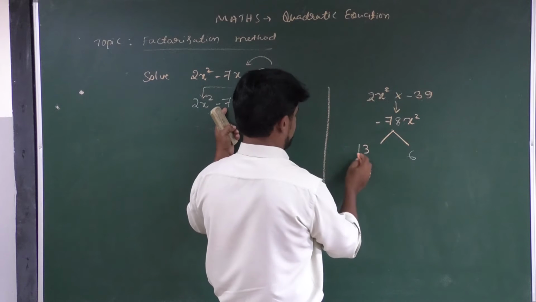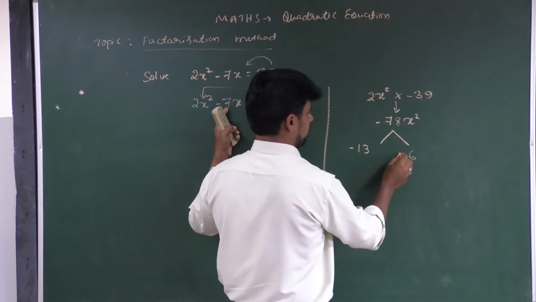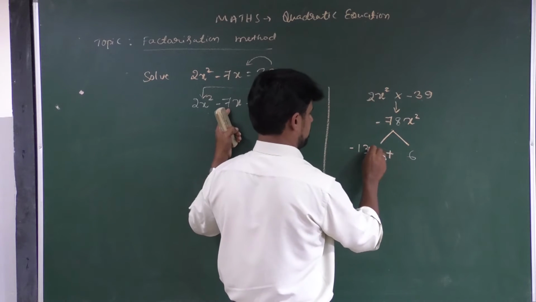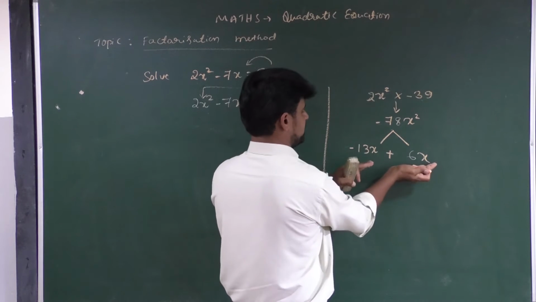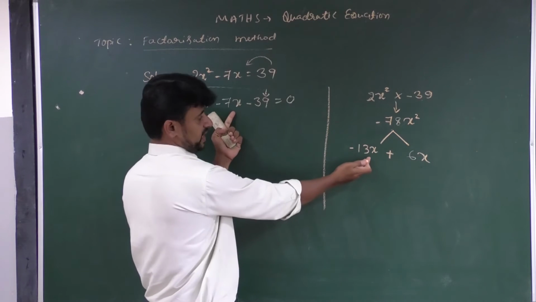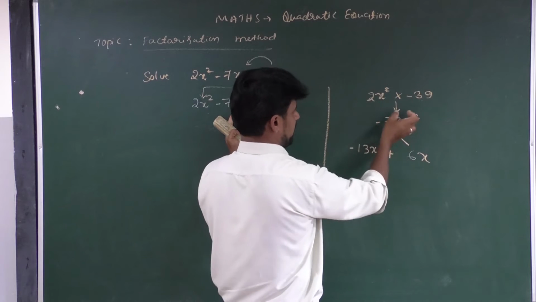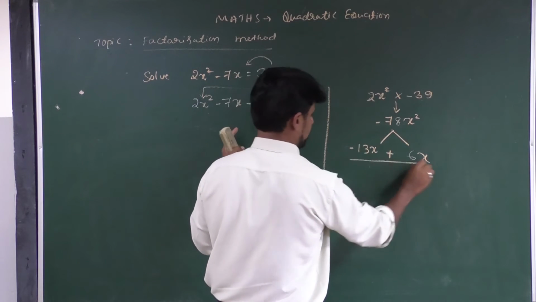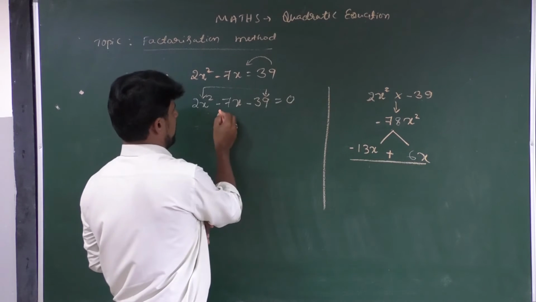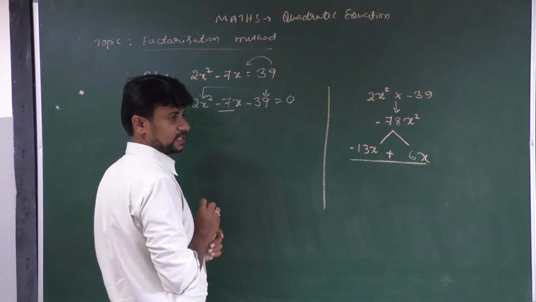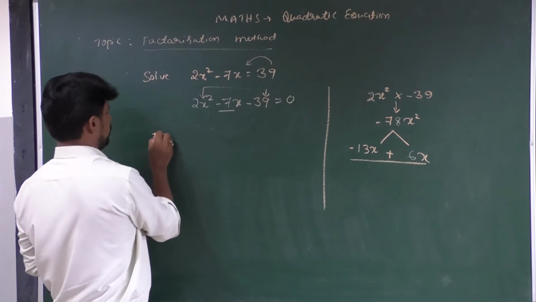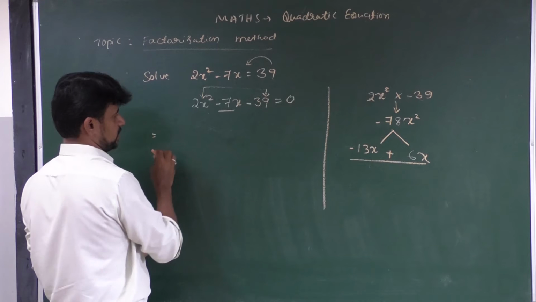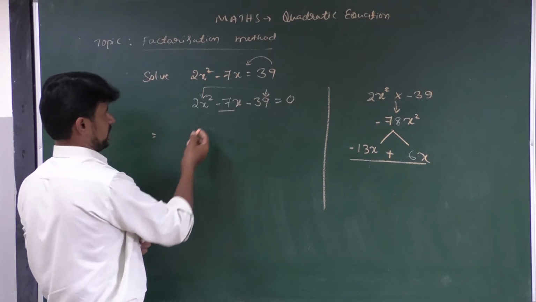Here we have 7x, then you have to put minus here and plus here. 13x plus 6x. If you subtract this 6x from 13x, you will get minus 7x. If you multiply these two, you will get minus 78x square. Therefore, you have to replace this minus 7x by 13x plus 6x. This is the way to find the factorization, to solve the quadratic equation.